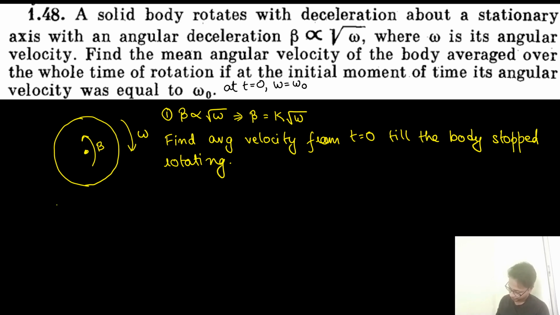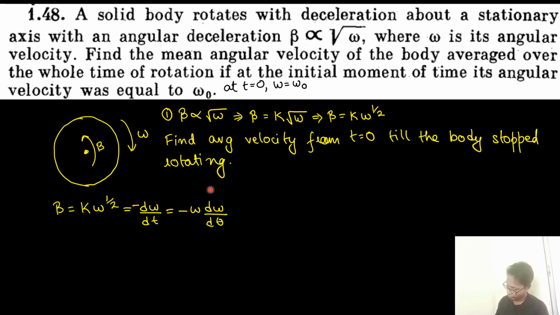Beta is k omega to the power 1 by 2. Under root can also be written as k omega to the power 1 by 2. What can angular acceleration be written as? d omega by dt, or minus d omega by dt. Why minus? Because it is angular deceleration. There is one more formula for deceleration: minus omega d omega by d theta.